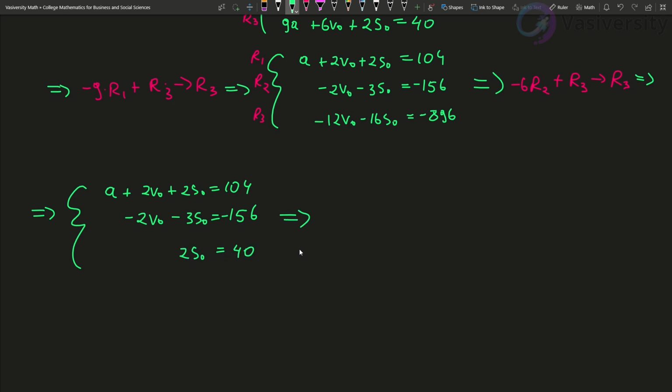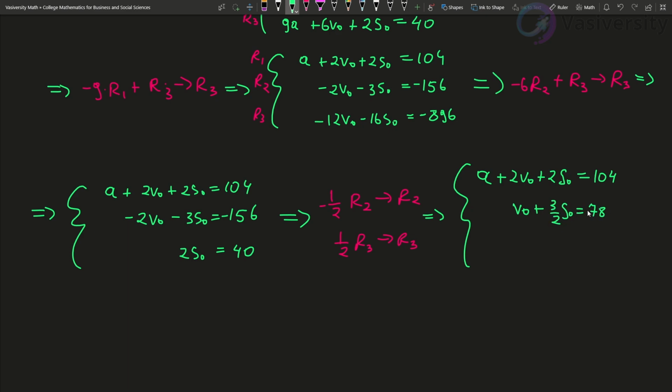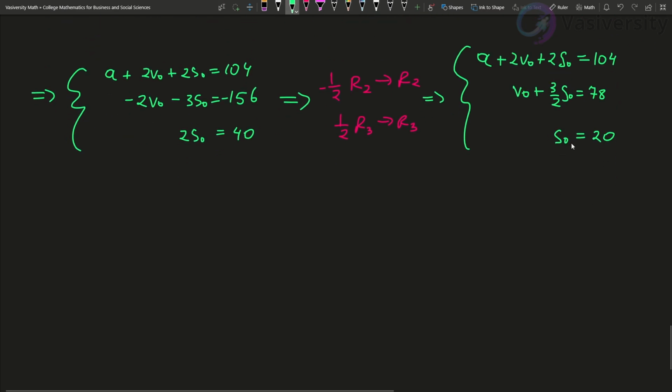Okay, and then of course the last step is to divide the equations, so -1/2 times R2, change R2, and then 1/2 R3, change R3. All right, I'm going to do 2 at a time. So we're going to have a plus 2v naught plus 2s naught is equal to 104. Then we're going to get v naught plus 3/2 s naught is equal to 78. And s naught is equal to 20. So we immediately found the initial position, then we can find the velocity, and we can find acceleration.